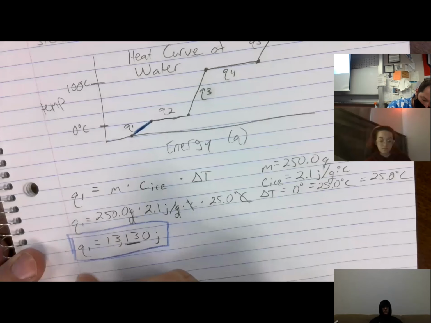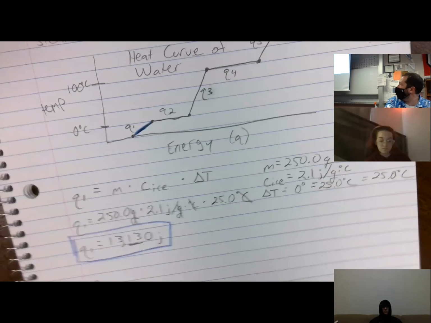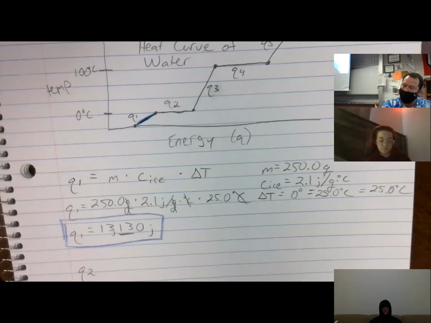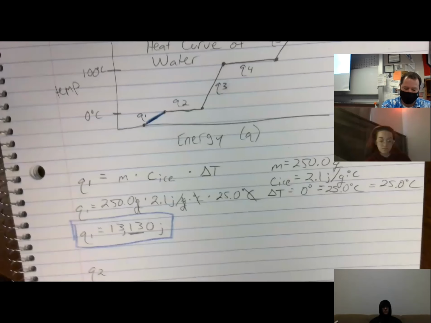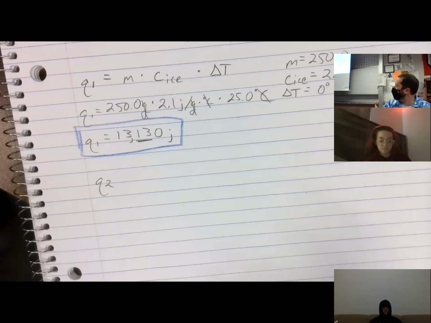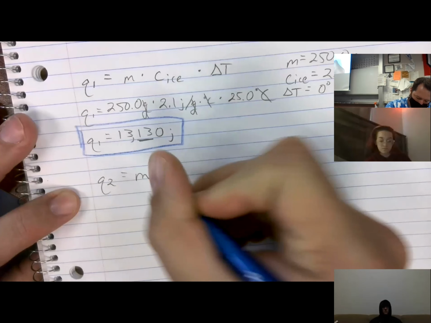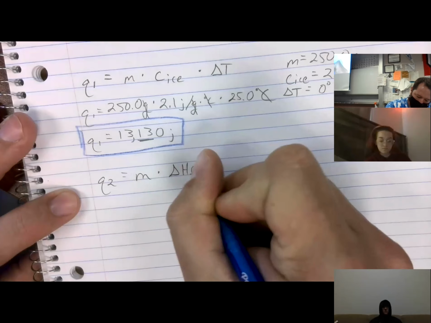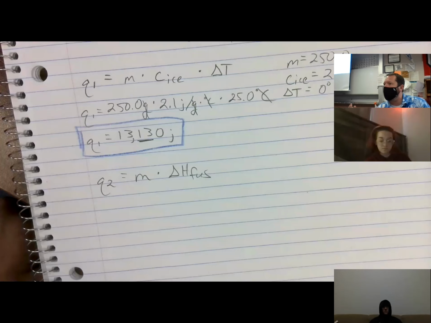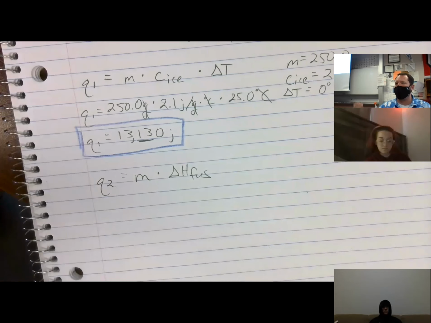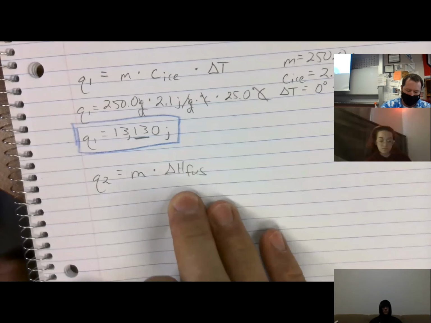Now we need Q2. Q2 is going to be melting the ice. That's a little different formula, but we worked with it last week. It's mass times delta H fuse. I don't know why they use delta H fuse for melt. I don't know why they can't just use the word melt, but they do.